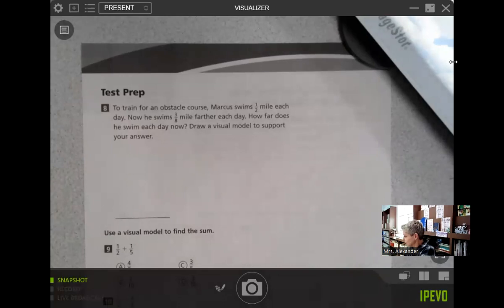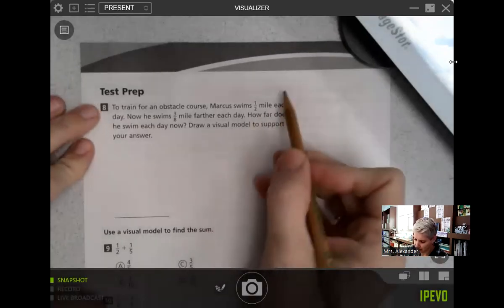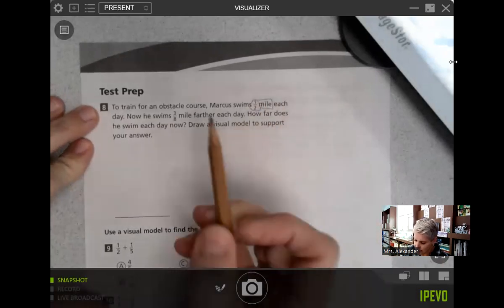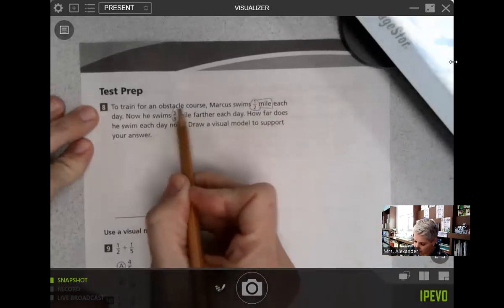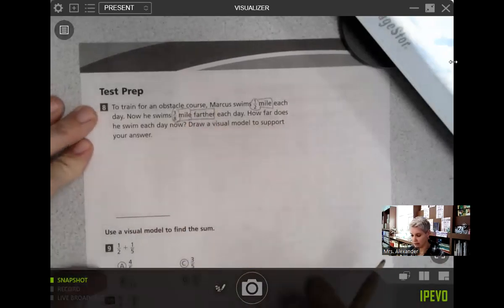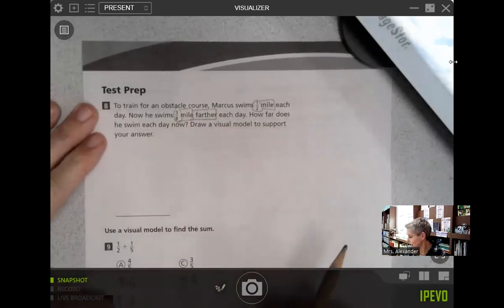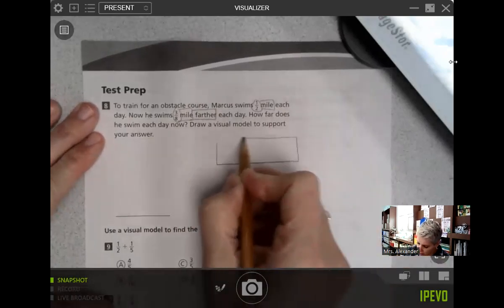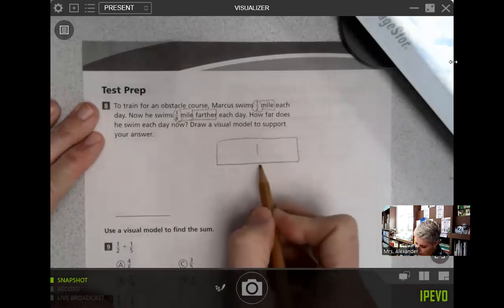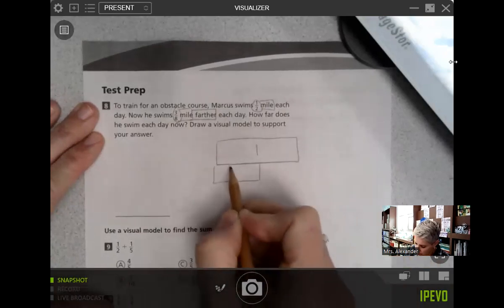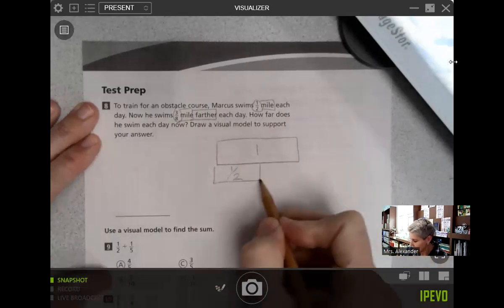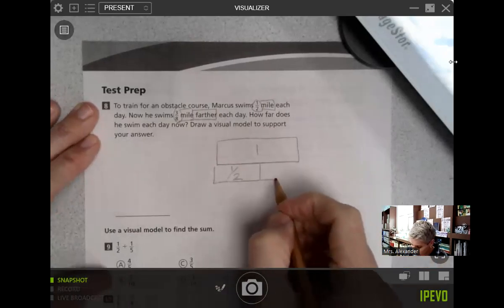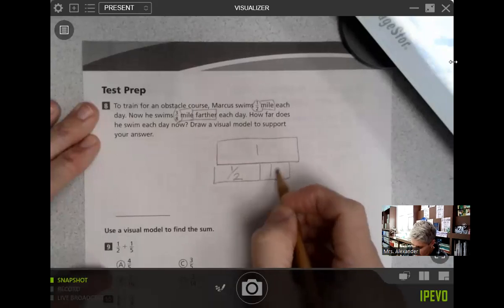Again, training for an obstacle course. To train, Marcus swims 1/2 of a mile each day. Now he swims 3/8 of a mile farther each day. How far does he swim now each day? So we have this whole mile, 1 mile. First to start off, he swam 1/2 and then 3/8. So we're going to make it look like that for our model.